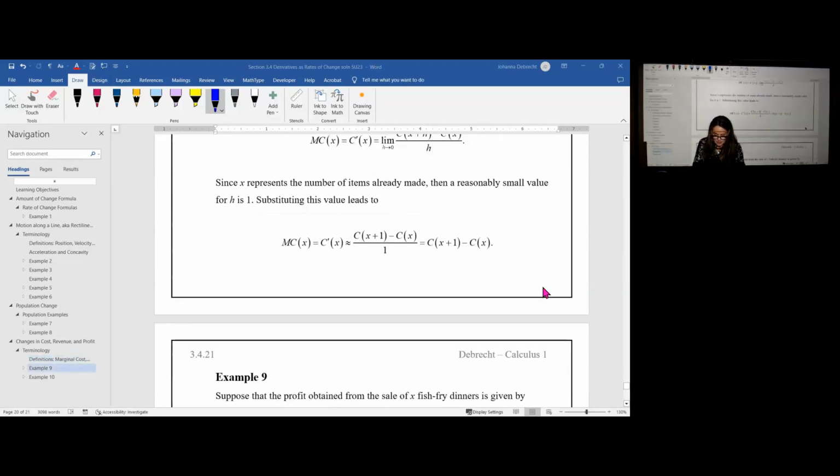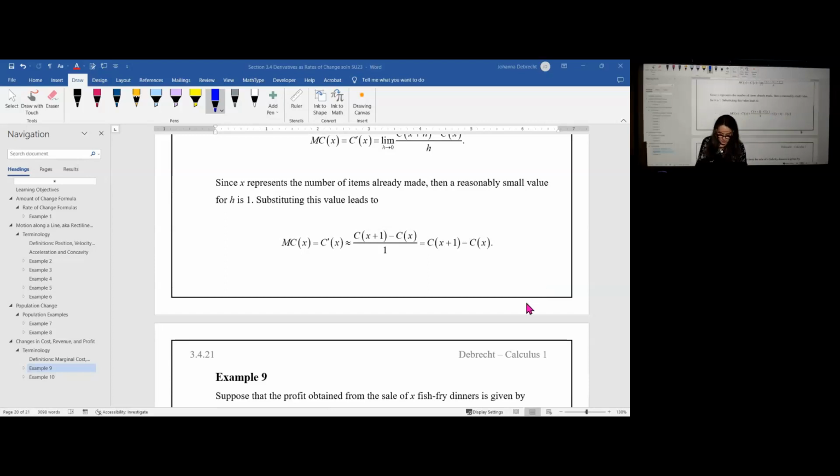Then we can approximate our marginal cost, the derivative of cost, with the difference quotient representing the slope of the secant line, the average cost: C(x plus 1) minus C(x), all divided by 1, the difference between x plus 1 and x. And we get this formula here, that the marginal cost is roughly the difference in the cost between the 51st item and the 50th item.